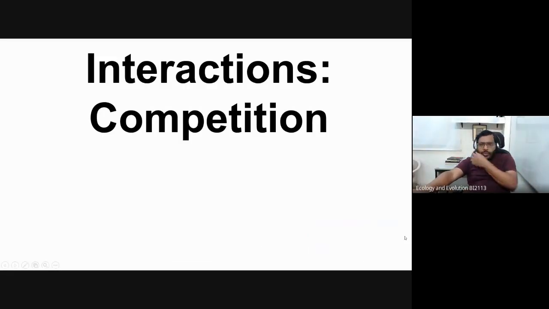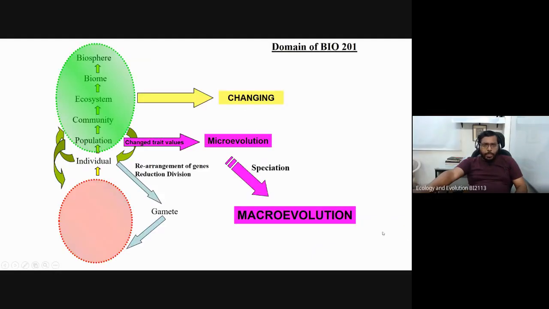So we'll start with the first kind of interaction, which is competition. And in terms of this whole picture, remember, earlier we were here, now we are essentially moving up one step, and we are going into all those interactions which form the community. So from population ecology we are going into community ecology.